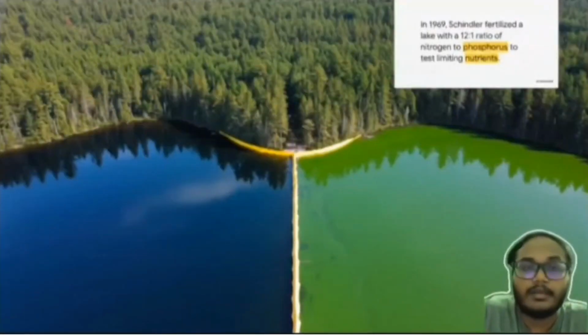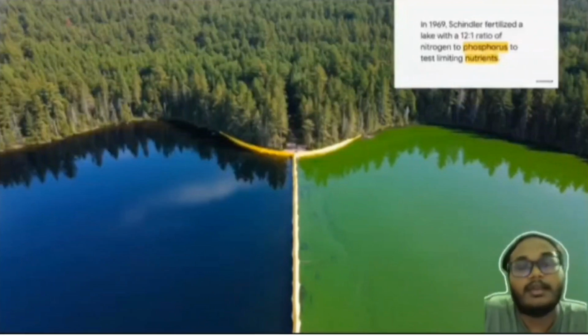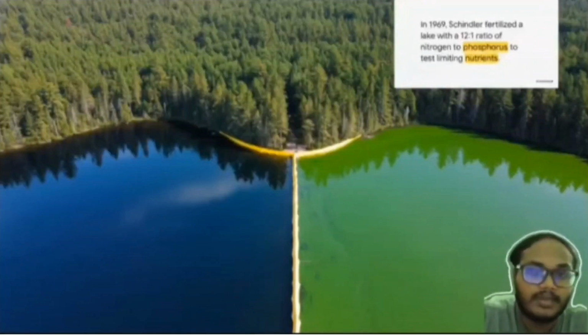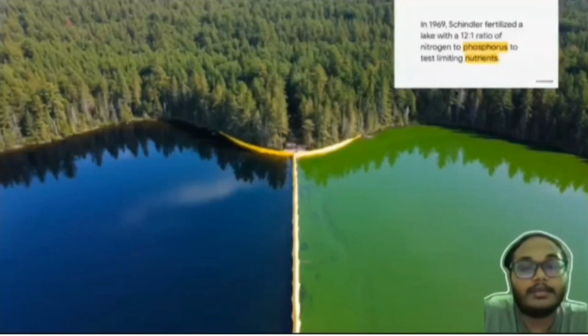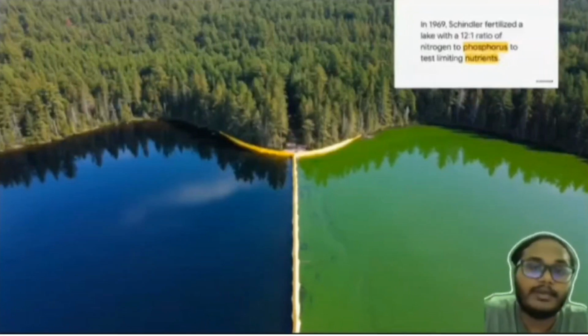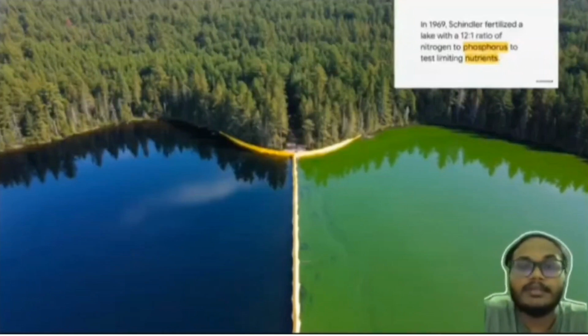This slide shows a famous lake where the experiment 227 was conducted by David Schindler in 1969. He added phosphorus to one of the sites of the lake and studied the eutrophication. The phosphorus treatment site rapidly developed an algae bloom and turned green. This experiment proves that phosphorus is one of the main limiting nutrients responsible for eutrophication in freshwater ecosystems.